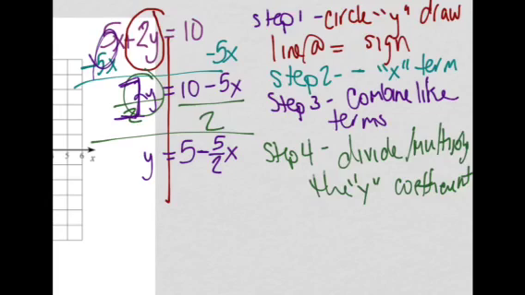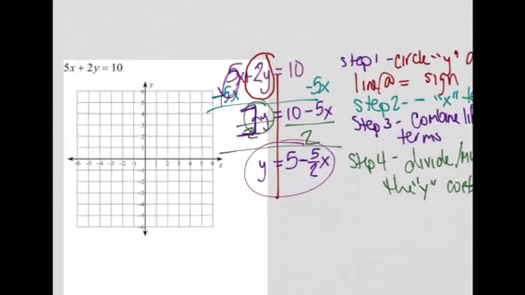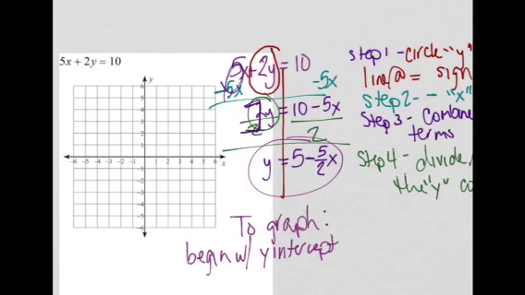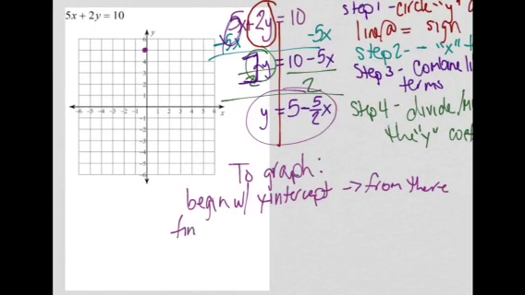Now it's time to graph our line. We have y by itself, and its coefficient is 1. So I come over here to graph. Begin with the y-intercept. Now remember, the y-intercept is the number not attached to x. So my y-intercept is going to be a 5. That is where my first dot is. From there, finish your line by using the slope.